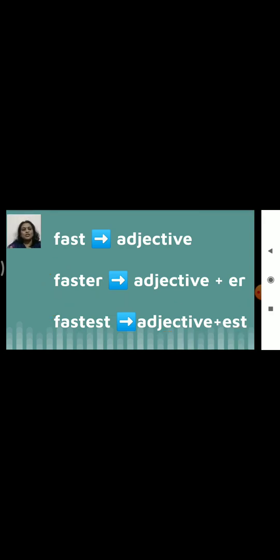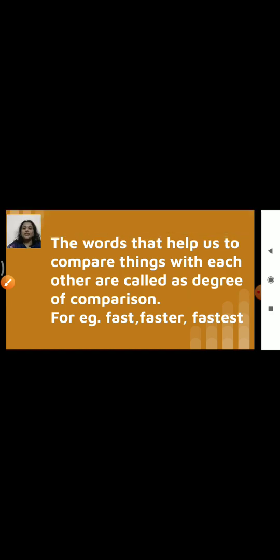Isn't it? So now what to do? What are they? We compared, right? We compared three animals. So what we can say, the words that help us to compare things with each other are called degree of comparison. What are they called? Degree of comparison. For example, fast, faster, fastest. The words that help us to compare things with each other are called degree of comparison.